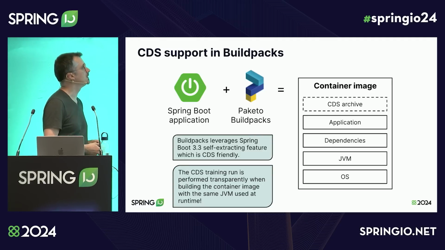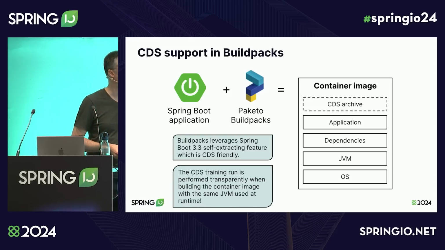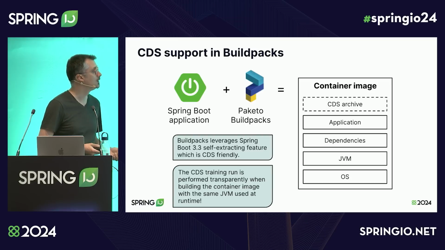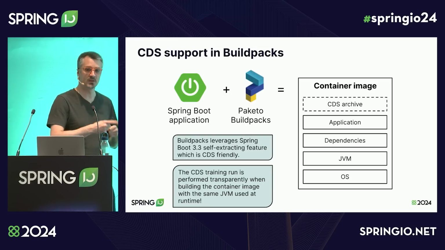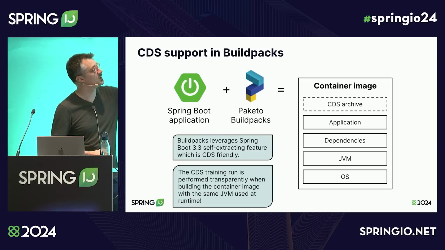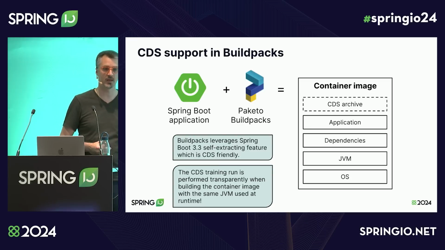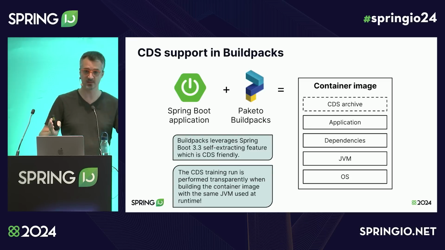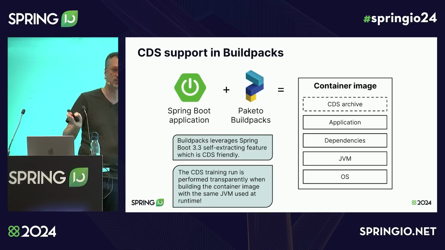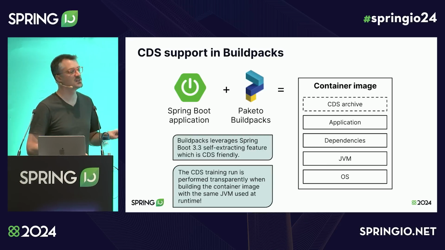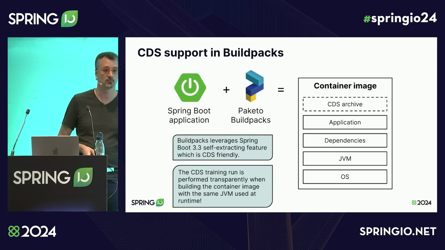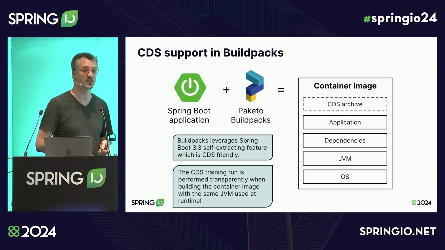So we have provided CDS support in Buildpack that basically leverages Spring Boot 3.3 capability to self-extract this executable jar. Buildpack is going to run automatically the training run when creating the container image. It is going to ship the CDS archive in your container image, providing a self-contained optimized artifact. Slightly bigger, but we are going to see that we are going to make it smaller a bit later. And the increase is not huge. It also automatically appends the CDS argument in order to run your application in an optimized way.